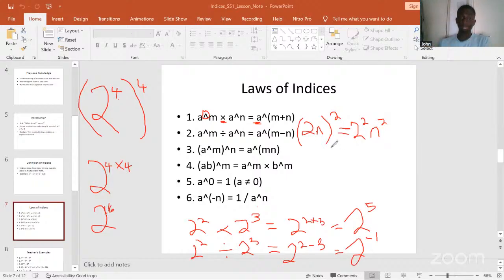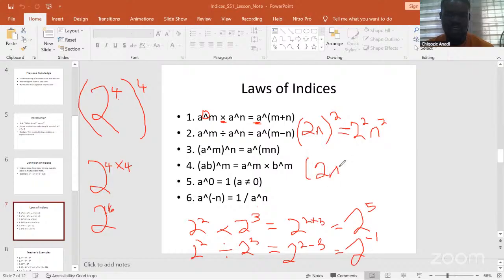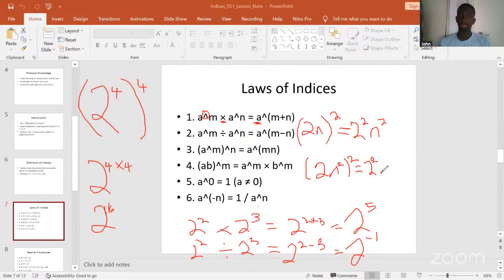Very good. And it's quite different when you have something like this now. If you have 2 raised to the power of 2n, in brackets, raised to the power of 2, this is quite different. This means 2 raised to the power of 2 times 2, and n raised to the power of 2 times 2. Okay? Yes, sir. Okay.